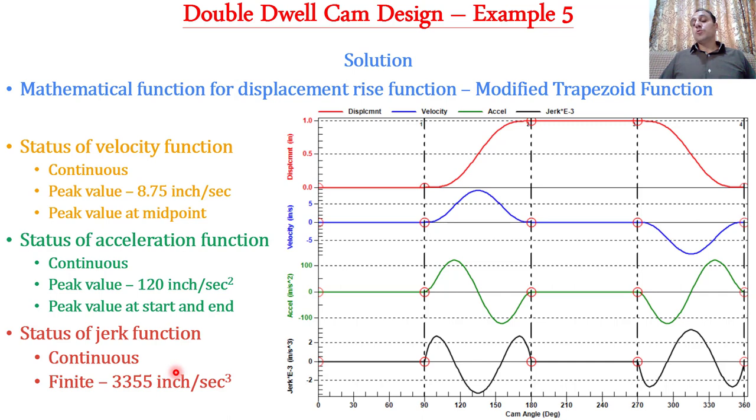So if you want to design a cam follower mechanism for an application in which you want the vibrations to be at a minimum level, then you should go for the 4-5-6-7 polynomial function.